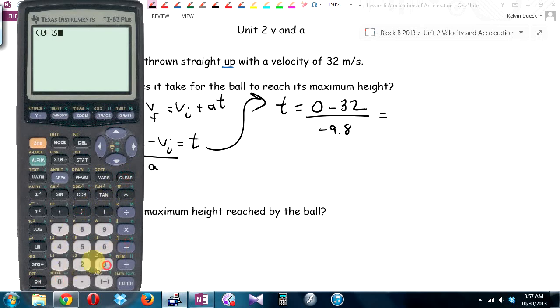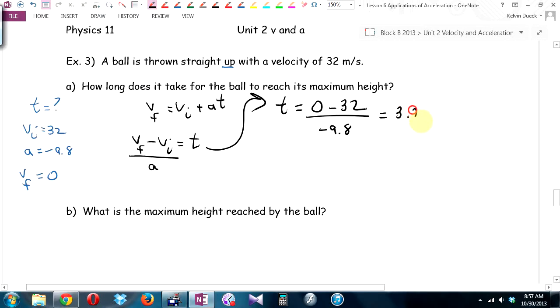Zero minus 32. Oh, more than one number on the top, brackets around the top. Negative 9.8. It takes 3.265. I'm going to write 3.265, and then I'll do sig figs. 3.265. How many sig figs? I guess technically 3.3 seconds.